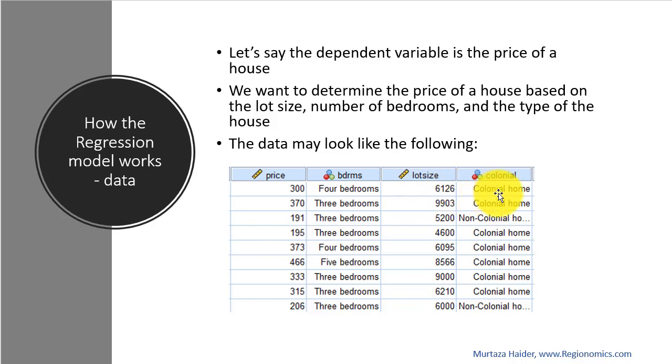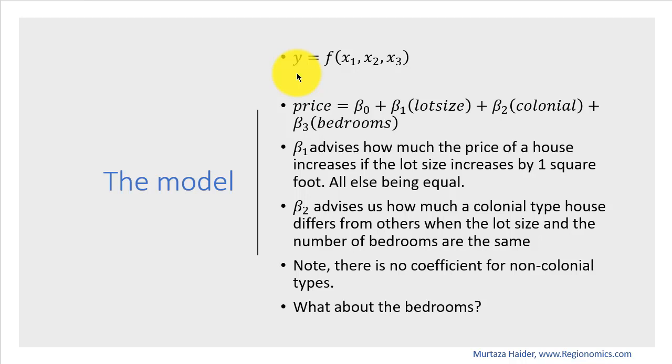So it's the architectural type of the house, and we are looking at whether colonial homes differ in price from non-colonial homes. So we have the lot size, the type of home, and how many bedrooms there are. You may have seen this equation in the past, that a dependent variable y is a function of, let's say, 3 variables. In our case, the dependent variable is price of the house, and the 3 variables are lot size, colonial, and number of bedrooms. Lot size is the square footage, colonial is the type of home, and bedrooms is the number of bedrooms.